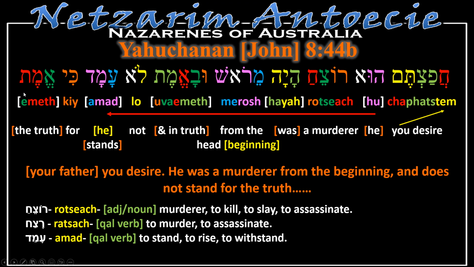Ki, for emet, the truth. And down here I've got rotseach, which is an adjective or noun meaning murderer. Because it is a noun, it would mean kill, slay, or assassinate, right? Because it's a noun form. And then we have ratsach, which is the qal verb to murder, to assassinate. And of course I've given you amad, which means to stand, to rise, to withstand. Right, so the translation: your father, you desire. So it means the pledges of your father, you desire. He was a murderer from the beginning and does not stand for the truth.